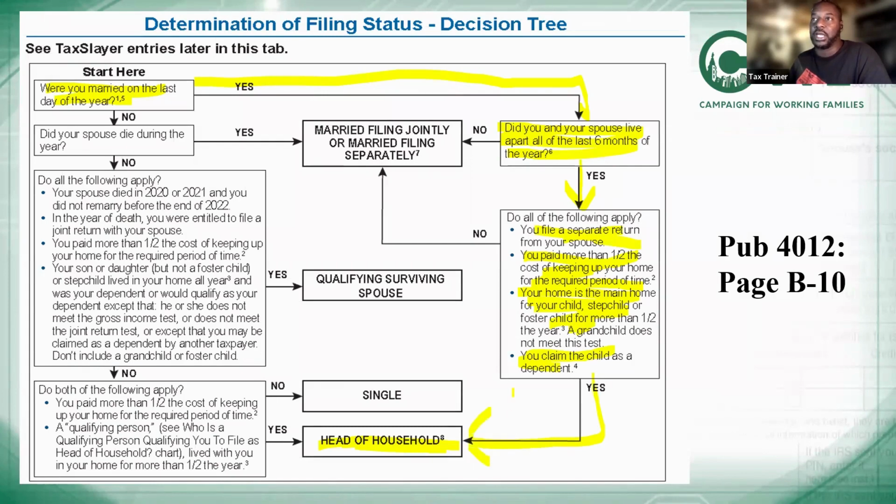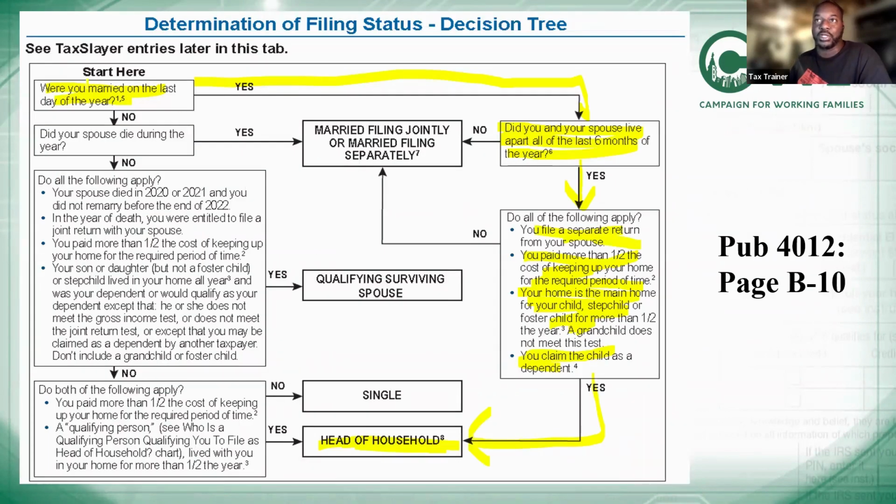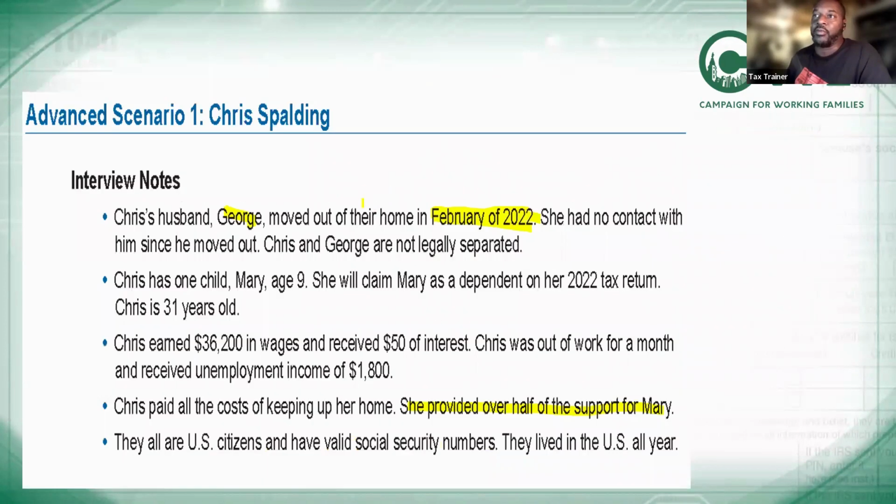If I was to do this and look at George, who moved out of the house, George would come over here and try to do head of household. George would say, was I married on the last day of the year? Yes, I was. Did you and your spouse live apart all the last 6 months of the year? Yes. And then it would say, well, did you pay more than half the cost of keeping up the home for someone? His answer would be no. And he would have to file married filing separately because he didn't have that child in his household. So over here, Chris is head of household. George would be married filing separately.